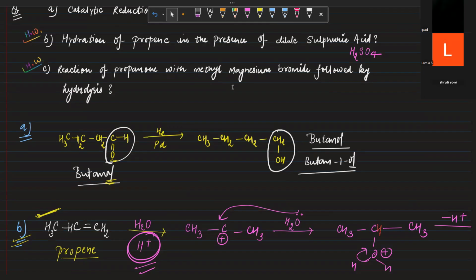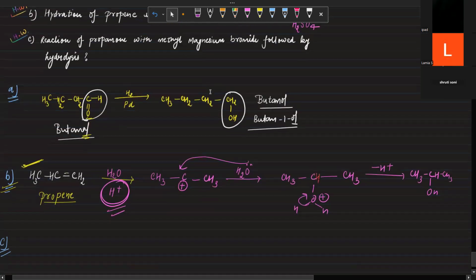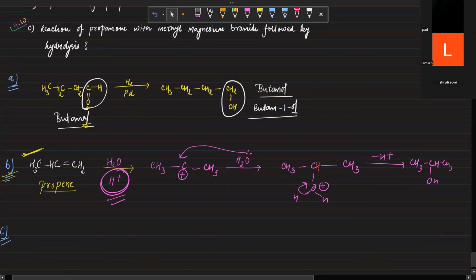Okay, in this one you have hydrolysis. The methyl magnesium bromide, I think one part, like the methyl, will react with the propanone. You can write the reaction over here. What do you think? Why read out this question?